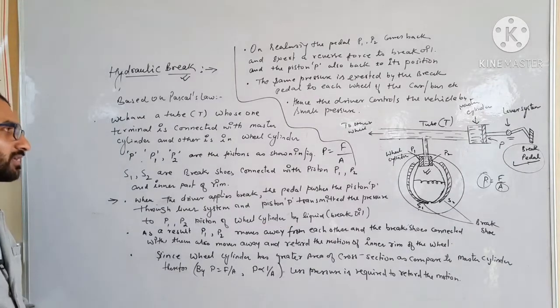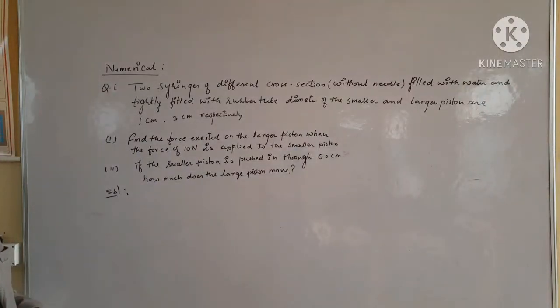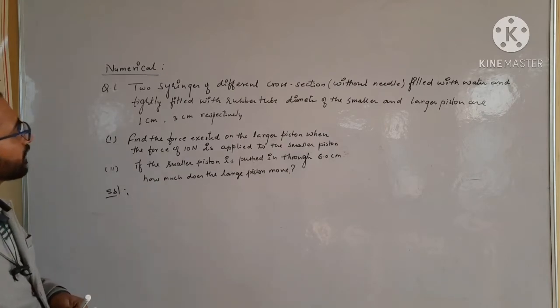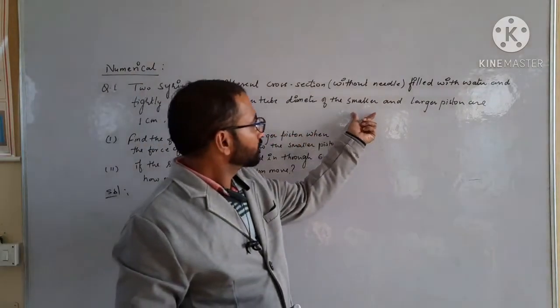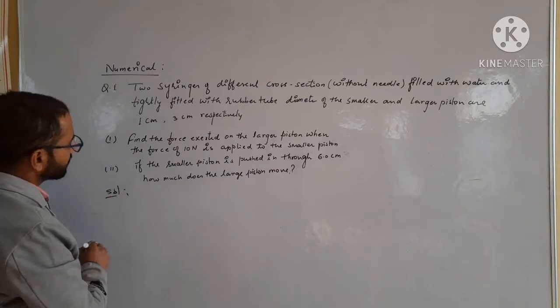After that we will discuss one numerical based on the application of Pascal's law. Two syringes of different cross section area without needle, filled with water and tightly fitted with a rubber tube. The diameters of the smaller and larger piston are 1 cm and 3 cm.